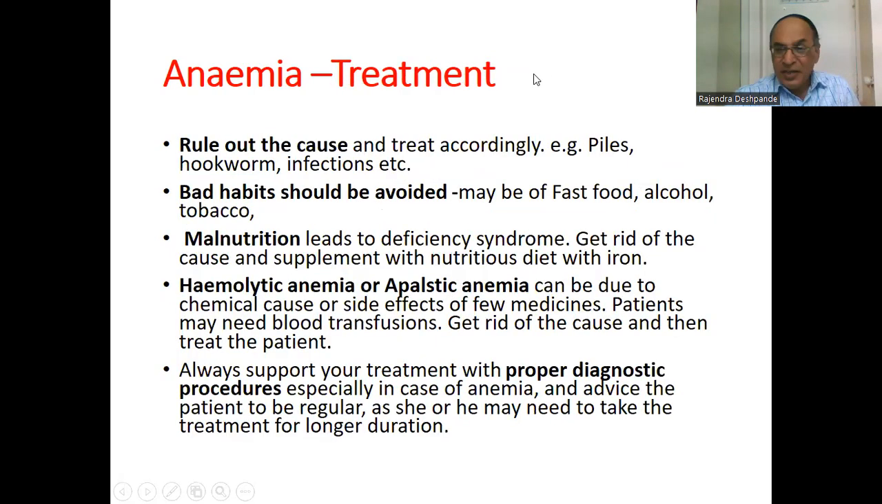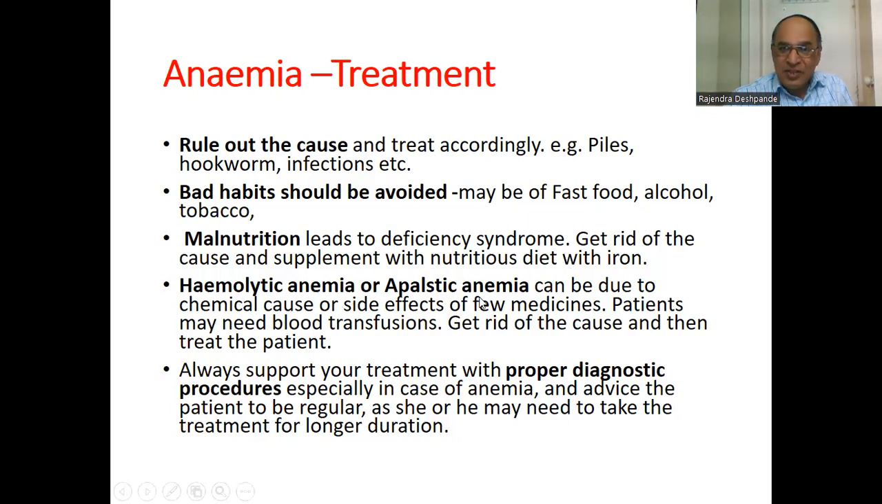Okay. Treatment policy: rule out the cause and treat accordingly. If it is piles, treat it. Hookworm, treat it. Infection, treat it. Then only your iron tablets will work, otherwise not. The root cause should be treated. Bad habits should be avoided, like fast food, alcohol, tobacco. Malnutrition leads to deficiency syndrome. Get rid of the cause and supplement with a nutritious diet, with iron, also protein, also zinc.